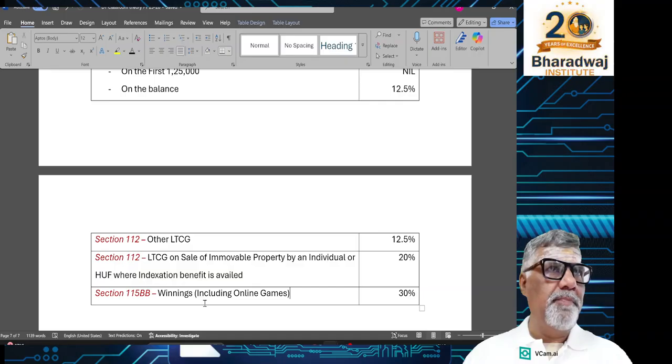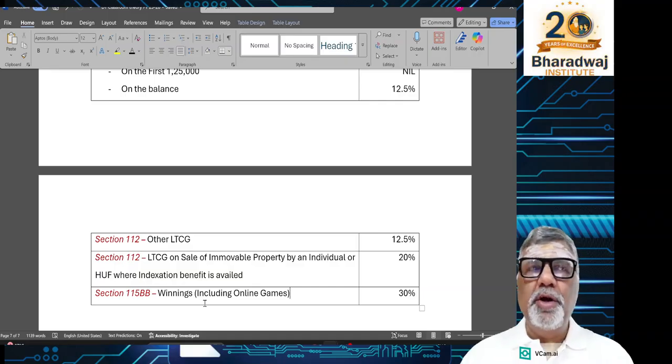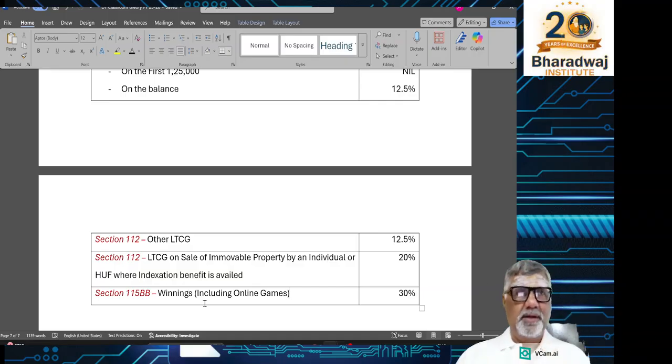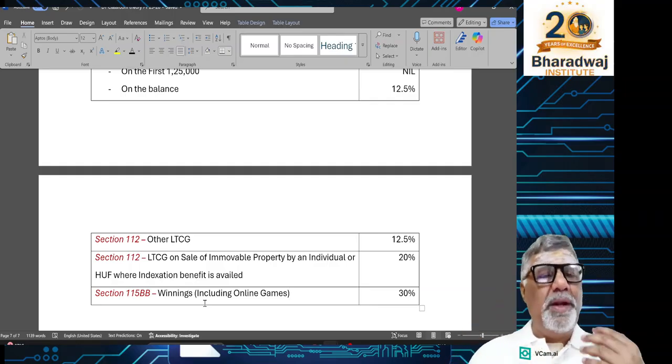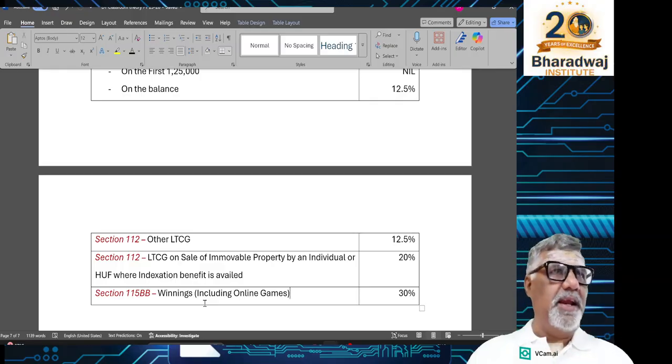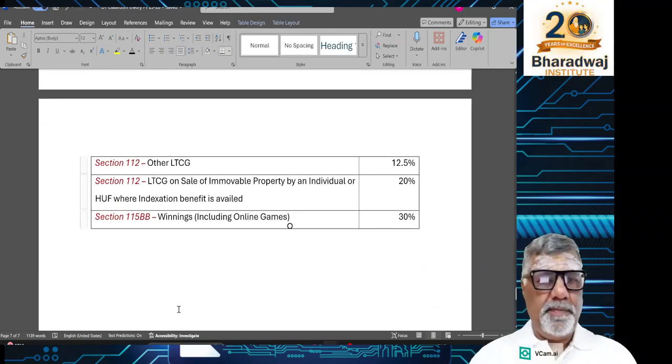Am I clear? Is it clear to you? Winnings 30%. I assure you, I'm just consolidating. Chapter-wise, we are going to read again. You will be able to very easily remember and understand it. At this junction, I'm just consolidating.